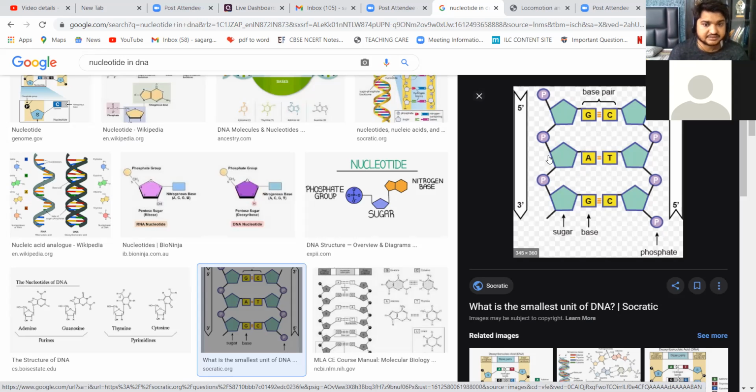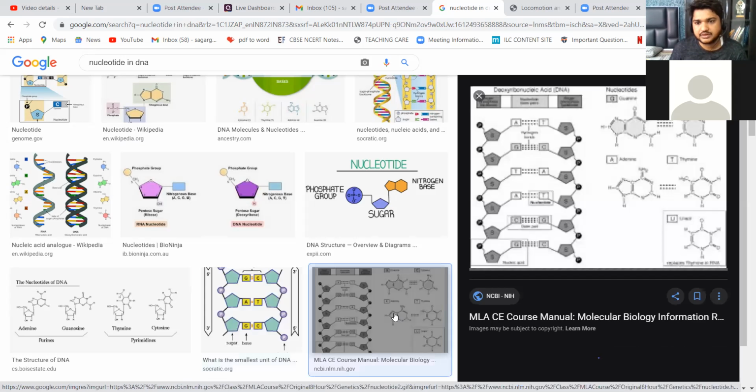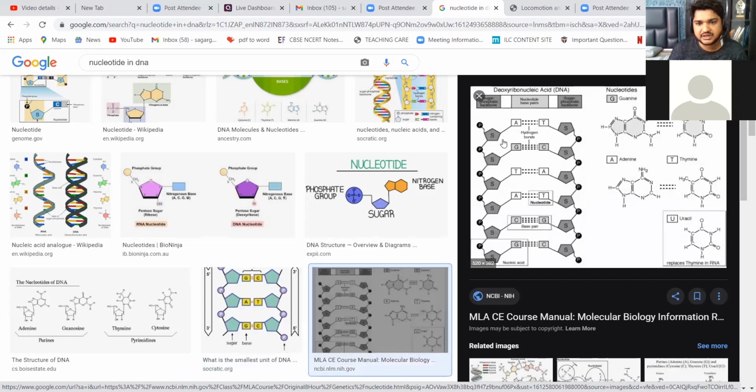At carbon number 5, there is a phosphate present. Yes, exactly. At this carbon number 5 there is a phosphate group. So we have to represent the direction actually. Here you can see the structure, something like this.